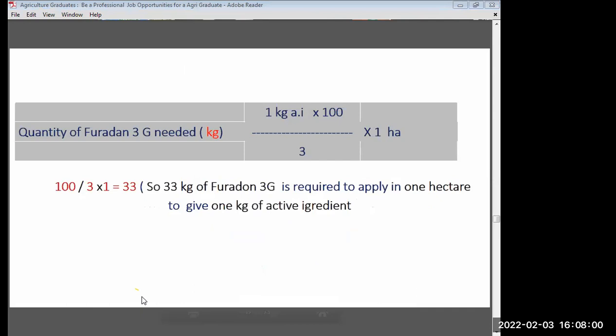Actually, for our rice crop, it is not 1 kg, it is 0.5 only. Just for easy calculation, I have given the formula. The quantity of Furadan required at the rate of 1 kg per hectare to control gall midge in 1 hectare of field is 33 kg. 1 into 100 divided by 3, multiplied by 1, comes to 33.33 kg. Okay, next.